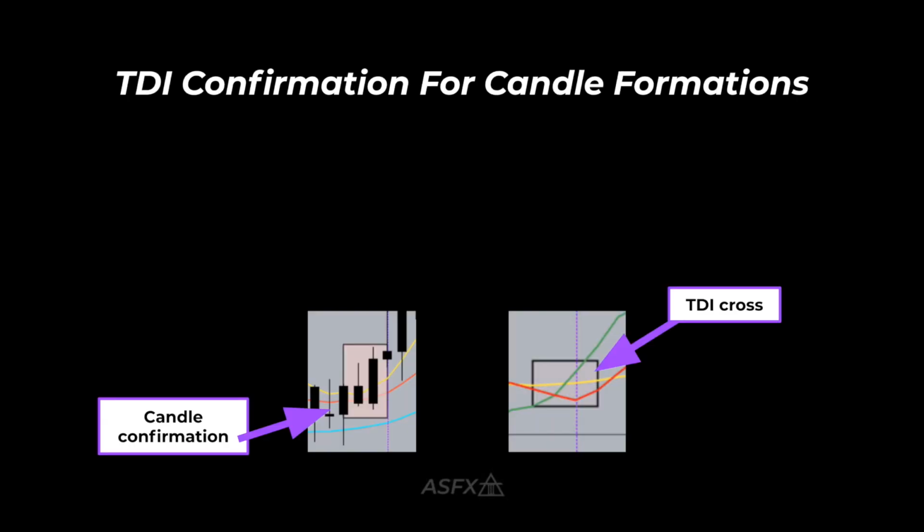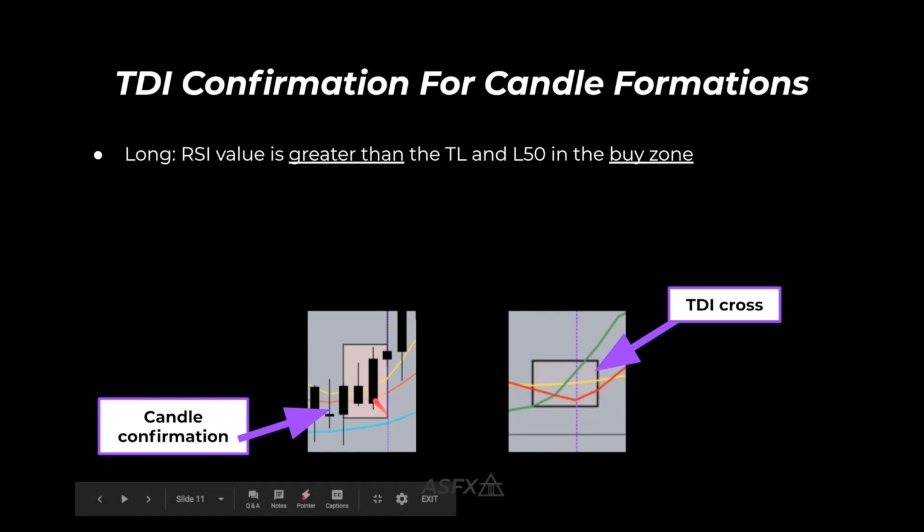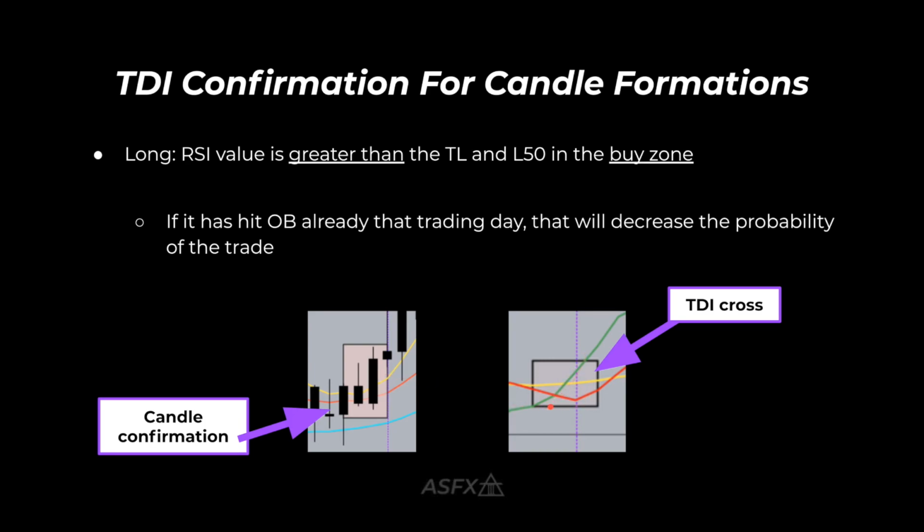If you're buying or selling it, you want it off the proper EMAs, and you want this TDI confirmation. So first, understand that when we're talking about the confirmation long, that is when the RSI value is greater than the trend line and the liquid 50 in the buy zone. More often than not, I would say 99 out of 100 times, the candle formation itself, as you can see here, that we've talked about before, will come off the 21 EMA, and the cross of that RSI pulling through the liquid 50 and trend line here will happen at the same time as well.